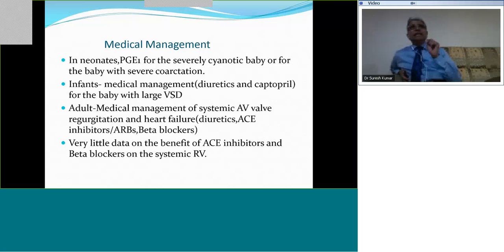But you must remember that the treatment of this condition with these drugs is not particularly supported on robust clinical trial data. We are extrapolating our experience from treating the left ventricle in cardiac failure to the right ventricle. Whether it works the same way, we have no data.